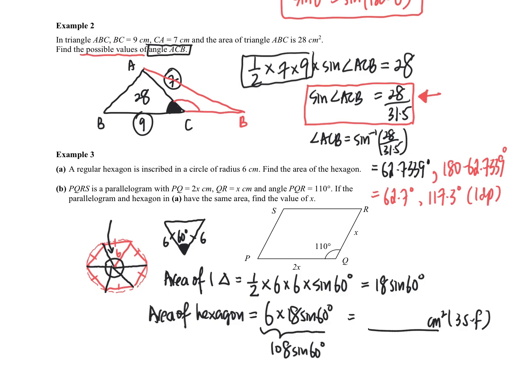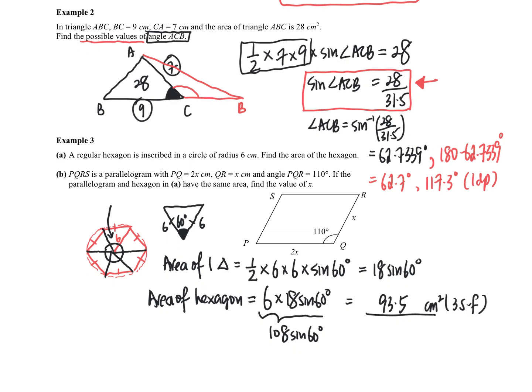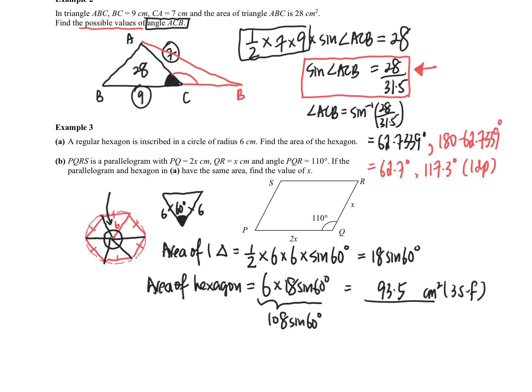What's the answer? 5, 3, so 5. Okay, so next they say that PQRS actually is a parallelogram and it has the same area. So that means this area is 108 sine 60. Use the more exact one when you are calculating.